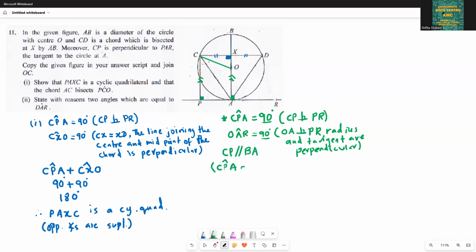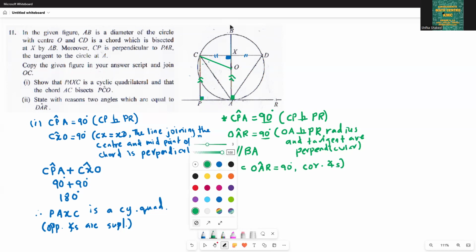CPA equals OAR equals 90 degrees because they are corresponding angles. These two are corresponding angles. So therefore these two lines are parallel. With parallel lines and a transversal, we call them corresponding angles. Corresponding angles are equal, so the lines are parallel.